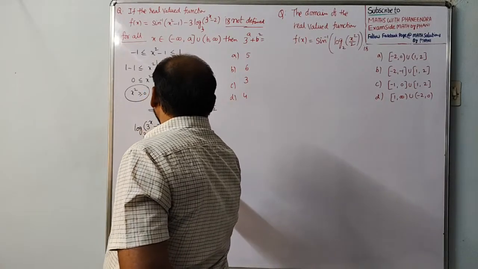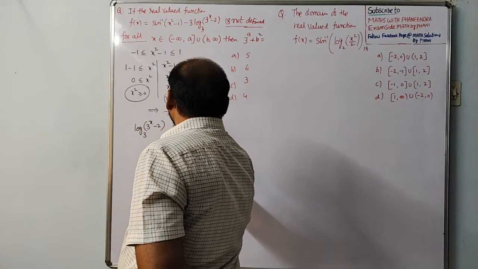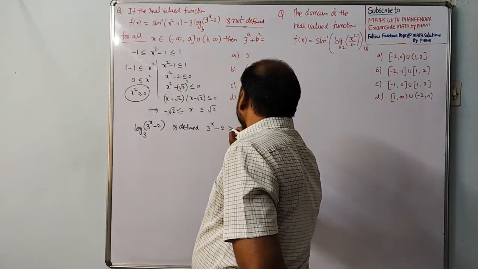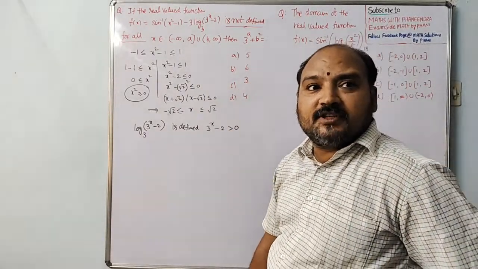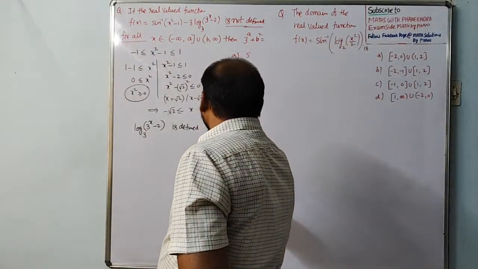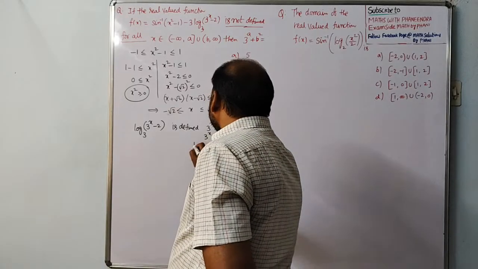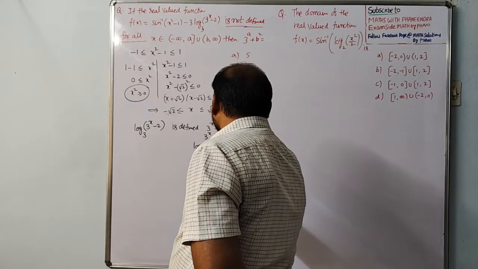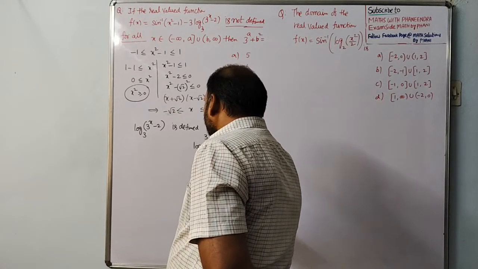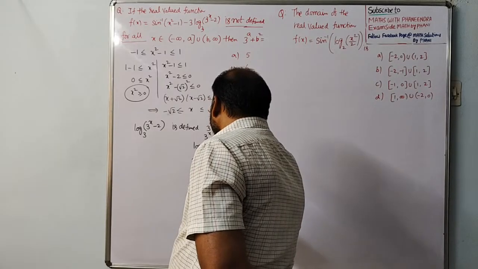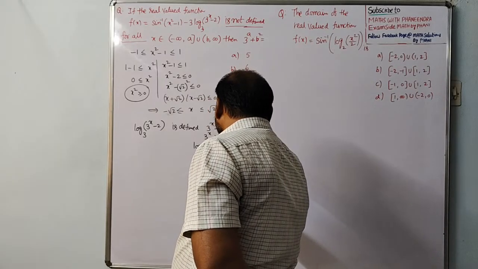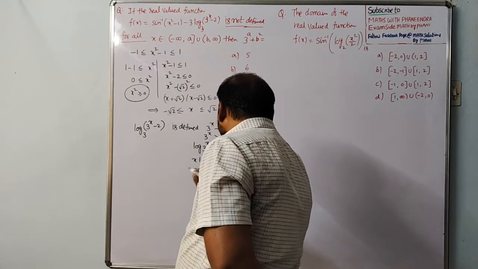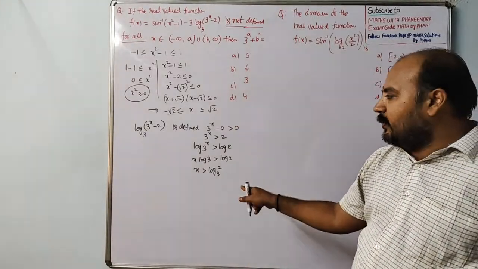only when this value is greater than 0. So 3 power x minus 2 should be greater than 0, since log f of x is defined only for f of x greater than 0. So 3 power x is greater than 2. Taking log on both sides, log 3 power x is greater than log 2. Log 3 power x means x into log 3 only, no? So x log 3 is greater than log 2, so x is greater than log 2 to the base 3, because log 2 by log 3 becomes log 2 to the base 3.